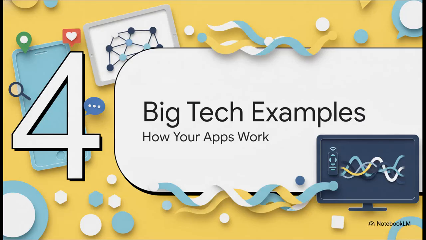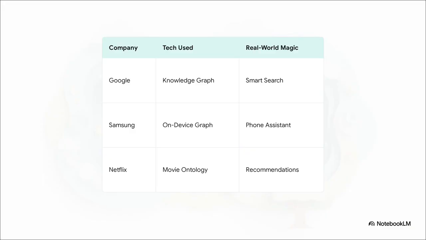Section 4, big tech examples, how your favorite apps actually work. Now, you might be wondering, do I actually use this stuff in real life? Yes, you absolutely do. You use these secret maps every single day. Just look at the biggest tech companies in the world. Google uses a massive knowledge graph, so when you search for BTS members, it doesn't just hand you a random list of words. Instead, it gives you a smart, neat little box showing the singers, their ages, and their songs all perfectly connected.